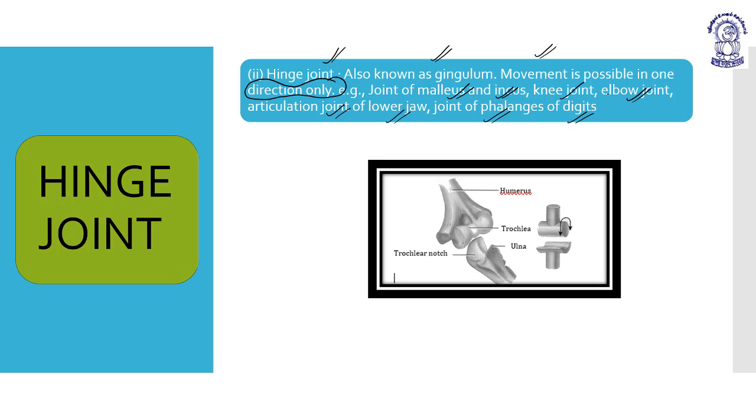Incus and stapes have a ball and socket joint. Malleus and incus have a hinge joint. Knee joint, elbow joint, articulation joint of lower jaw, and joint of phalanges of digits are the categories of hinge joint. Interphalangeal joint.